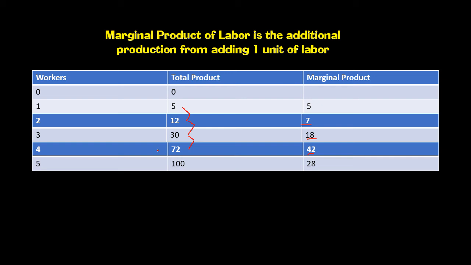That means that worker contributed 28, the difference between 72 and 100. We could also figure out the average.